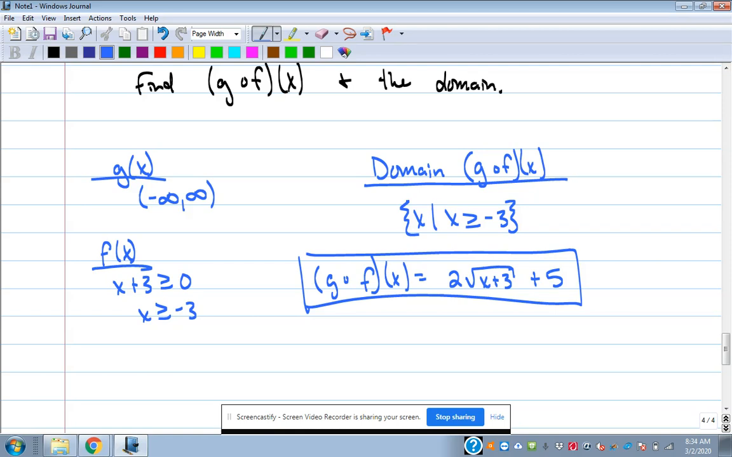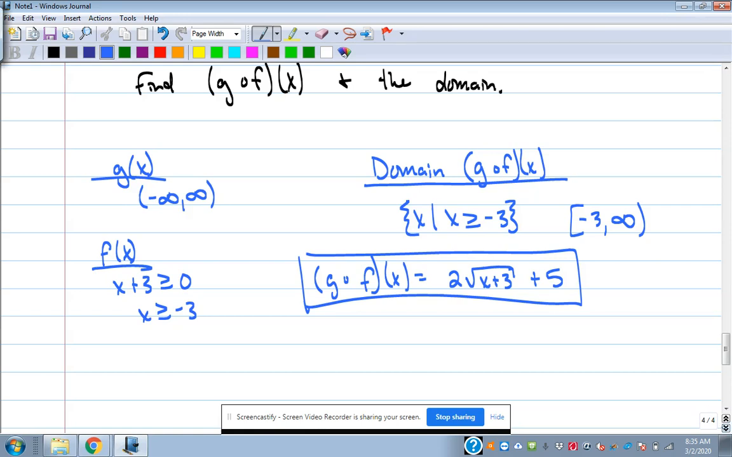So the composite function picks up the restrictions from the second function in the composite statement, and then wherever that second function is equal to the restrictions of the first function. This time we didn't have any restrictions on the first function, so we just had those. Okay. Interval notation for that would be from -3 to infinity. You're able to bounce back and forth between those two.